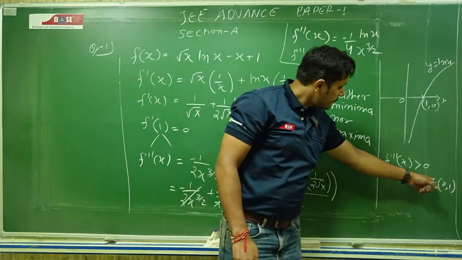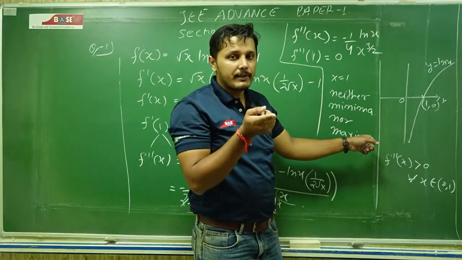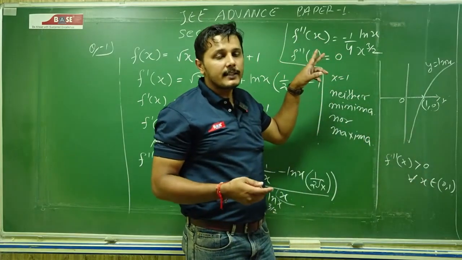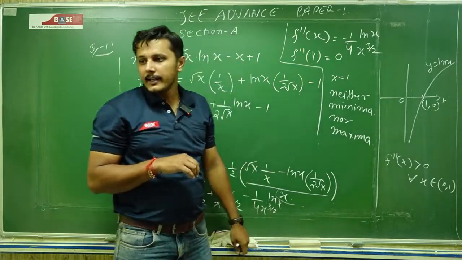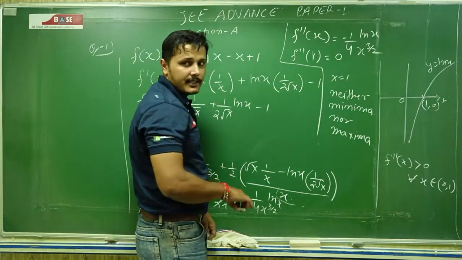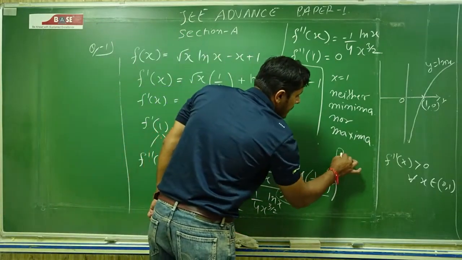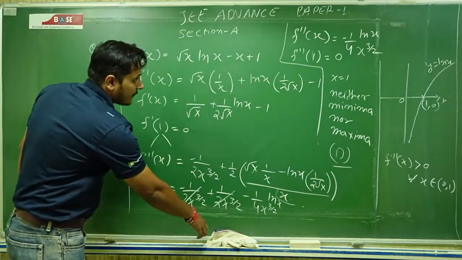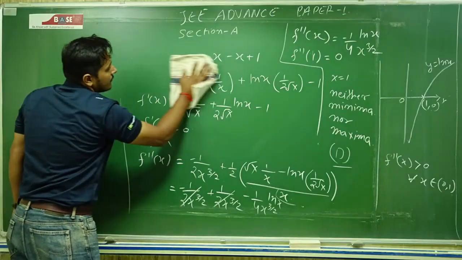f double derivative x is greater than 0 for all x belonging to the open interval (0, 1). So this is positive. That means the derivative of the first derivative, the second derivative, is positive. So it is increasing. Who is increasing? The first derivative is increasing, but option 1 is saying that it is decreasing. So options A, B and C, all three are wrong. So the only option that is correct is D. So let me remove it. This is question number 1.